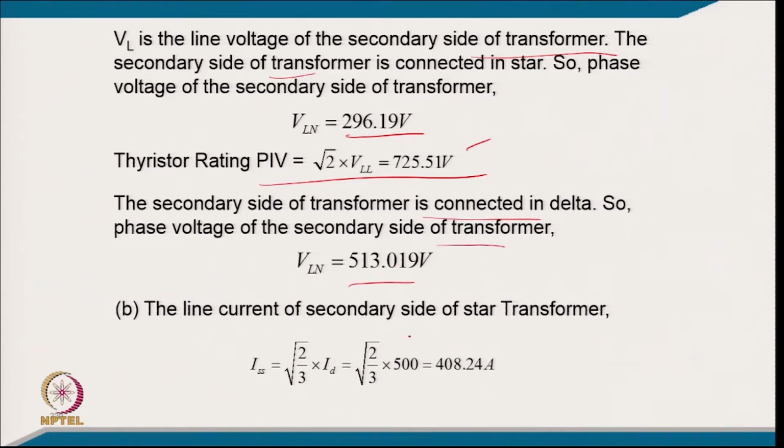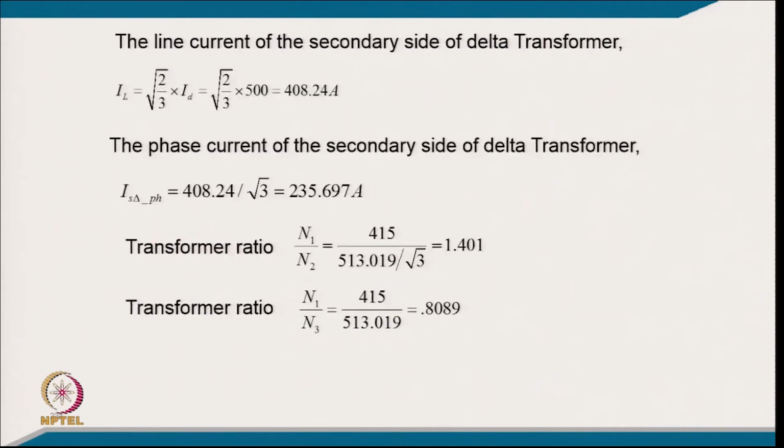And the secondary side transformer connected in delta, the phase winding voltage is 513.019, and the current in the secondary side, where the DC link current is given as 500 ampere, the RMS current will be root 2 by 3 times 500 for a 6 pulse converter. So, you will have 408.24 ampere, and then you can get the line current of the secondary of the delta also, and typically you can have the phase winding current of the delta connected. And from the voltages you can get the turns ratio, and this is the typical turns ratio of the two transformers.